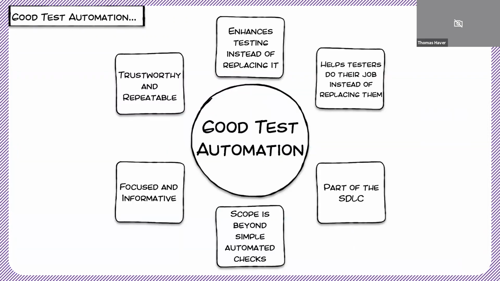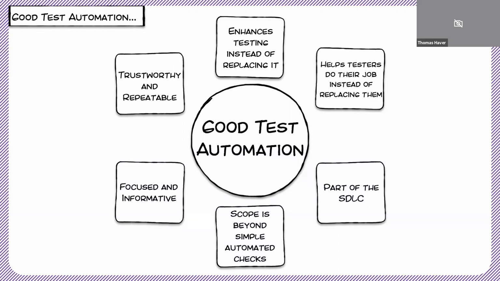So to date, I've talked about automation and saving you time, providing you that coverage, but there are a couple of misnomers. And this is important not only to state to your team, but to the senior management. So good test automation should enhance testing instead of replacing it. It should help testers do their job instead of replacing them. It's a tool to be used. It should be part of your SDLC, part of that entry and exit criteria.